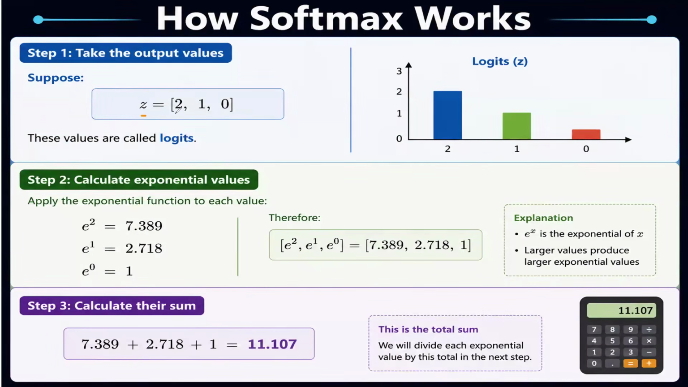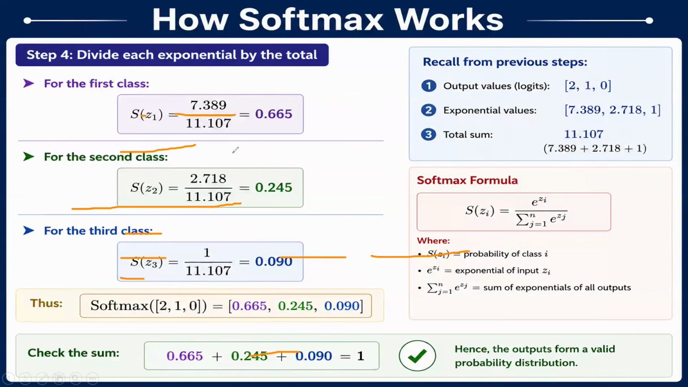Here is the detailed example. Suppose the value of z is 2, 1, 0. This is called the logit. One more important thing: once you calculate the probability values and sum all the probabilities, the output will be 1. Now the second step is to apply the exponential function. e raised to power 2 is 7.389, e raised to power 1 is 2.718, and e raised to 0 is 1. This is the exponentiated vector. Now we calculate their sum. The sum is 11.107.